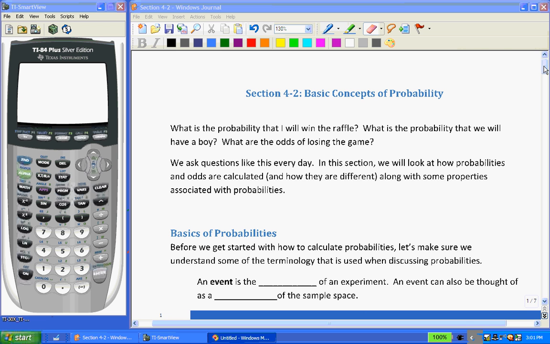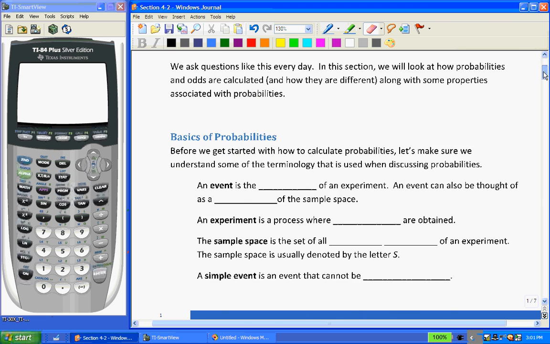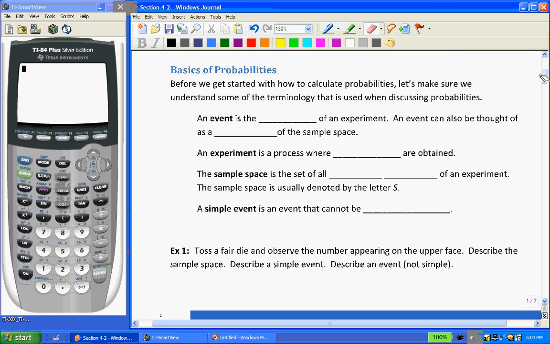properties associated with probabilities. Now, before we get started with how to calculate them, let's make sure we understand some of the terminology that's used when discussing probabilities. An event is the outcome of an experiment. An event can also be thought of as a subset of the sample space. An experiment is a process where outcomes are obtained.